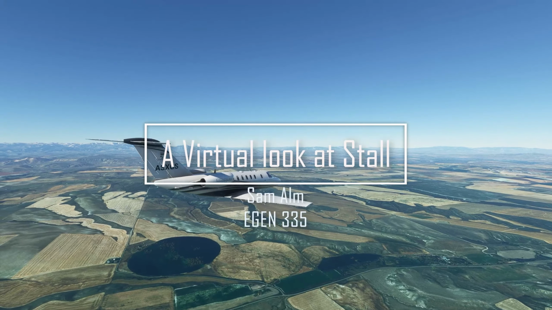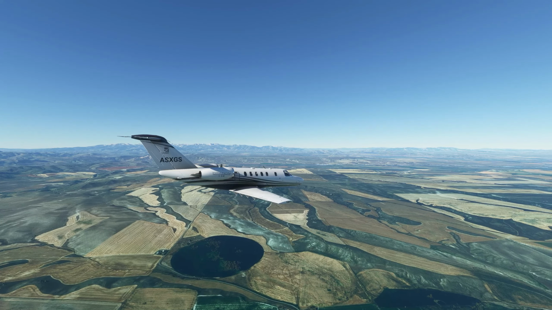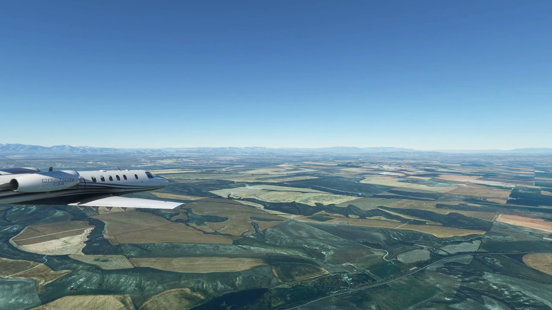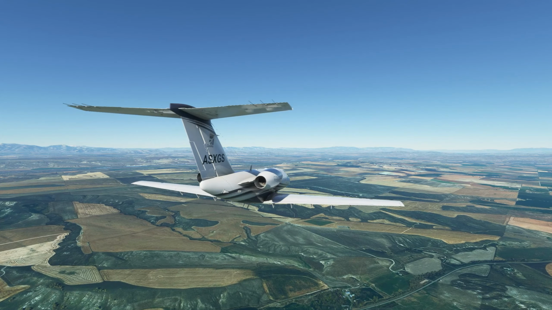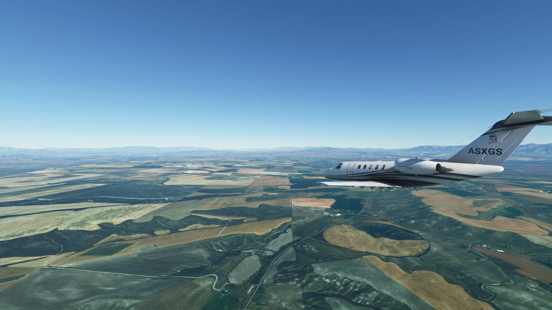As I can't leave the house, I'll be using Flight Sim 2020 to demonstrate the aerodynamic concepts of stall. As the angle of attack increases for an aircraft, lift will increase to a certain point before beginning to decrease. This corresponds to an angle of attack known as the critical angle of attack.